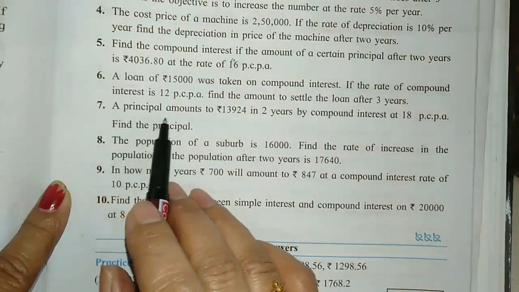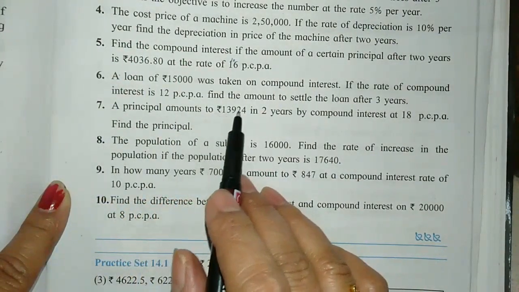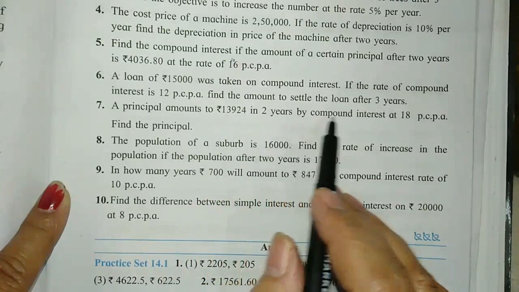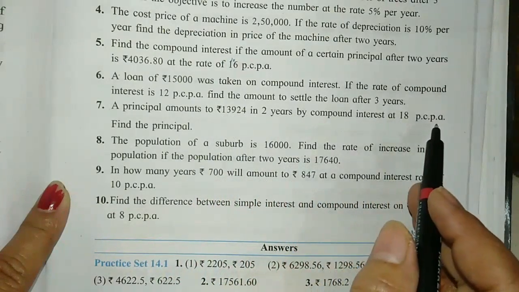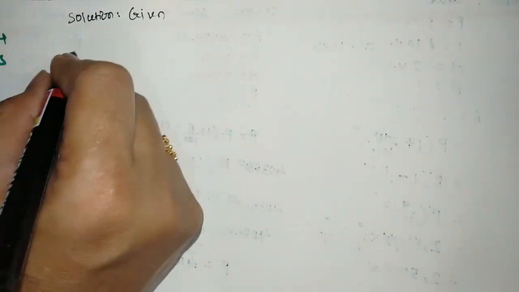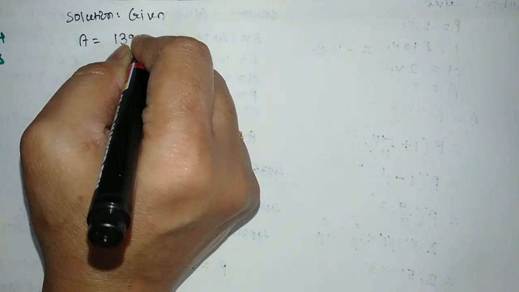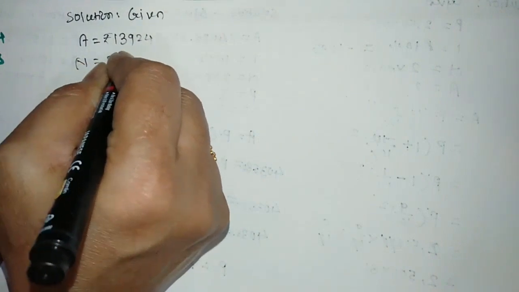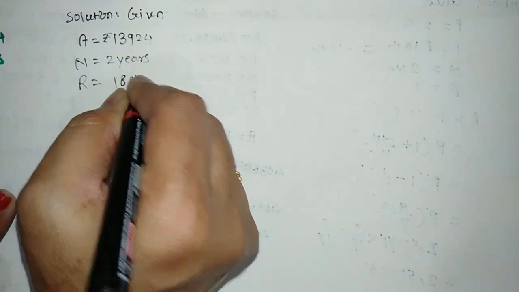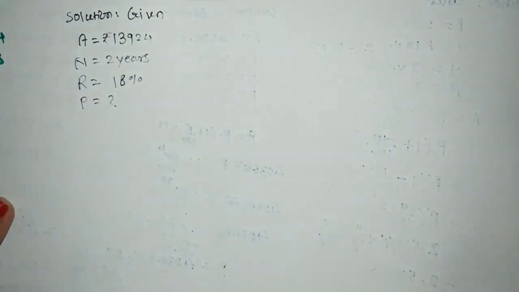See the 7th question. A principal amount, here amount is given, 13,924 rupees in 2 years by compound interest at 18% per annum. Find the principal. Okay. Firstly, write down the given things. A is equal to 13,924 rupees. N is equal to 2 years. R is equal to 18%. P equal to question mark.